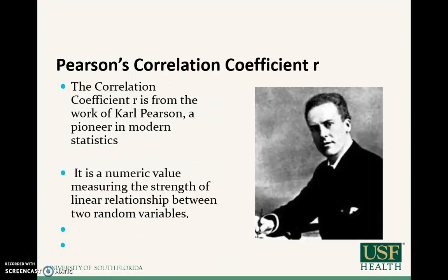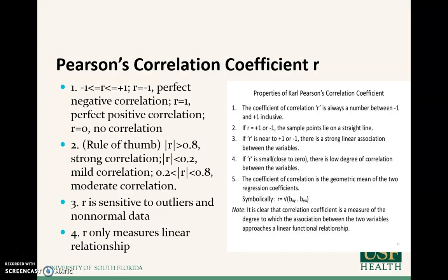One of the earliest correlation coefficients was invented by Karl Pearson, who is a pioneer in modern statistics. He developed a math formula for computing Pearson's correlation coefficient R. It is a numeric value measuring the strength of linear relationship between two random variables. Here are some properties of Pearson's R. R is between -1 and +1. If R is -1, it means a perfect negative correlation. R equal to 1 means perfect positive correlation, and R equal to 0 means no linear correlation.